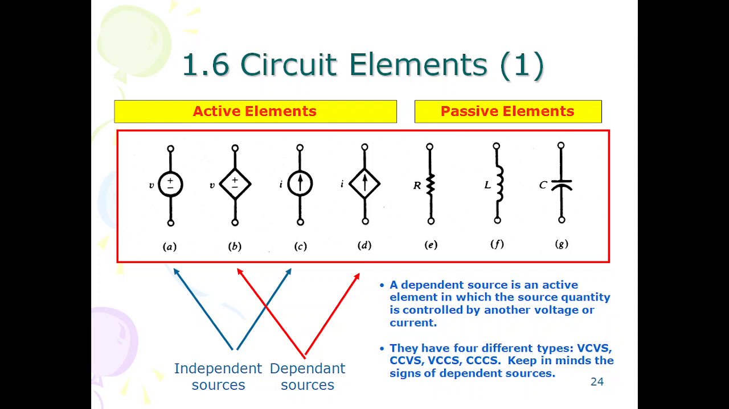Then voltage controlled current source. If a dependent current source depends upon the voltage of any branch, then it is called a voltage controlled current source. Then CCCS means current controlled current source. If any dependent current source depends upon a certain branch current, it is called a current controlled current source.